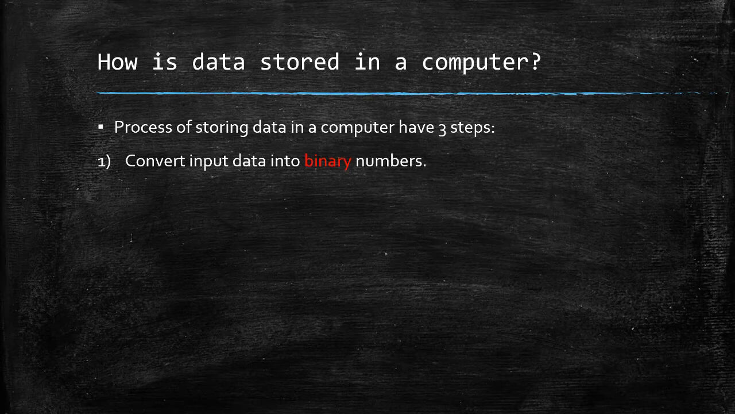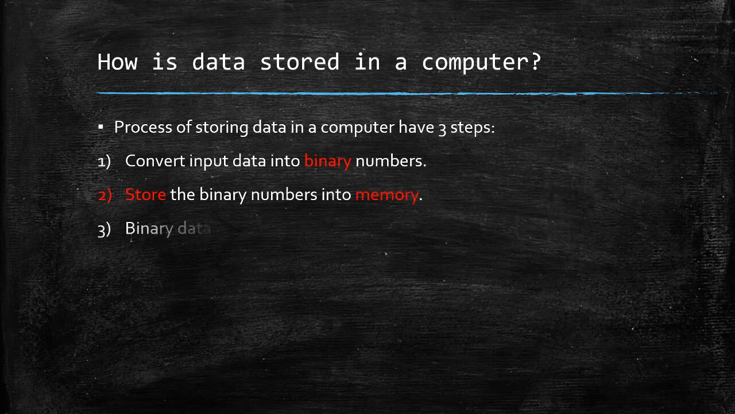Now it is memory which stores everything. So second is to store the binary numbers into memory. And third, this binary data is used by different programs. Okay, these are the three steps. First, the input is converted into binary numbers. The binary numbers are stored in the memory, and the binary data is used by different programs.